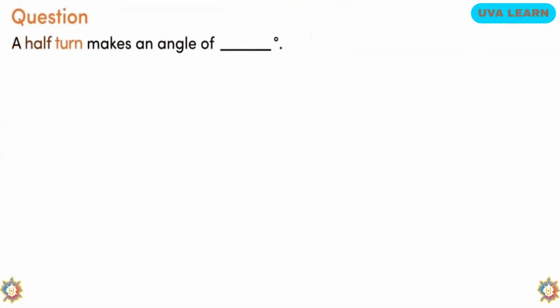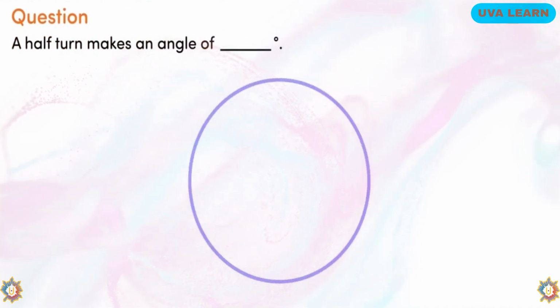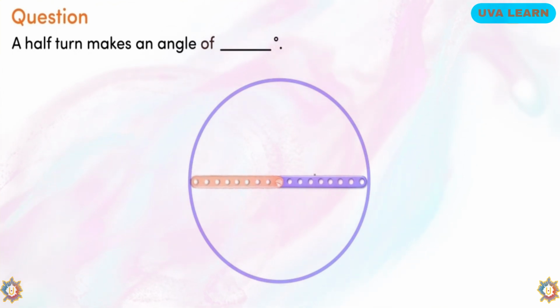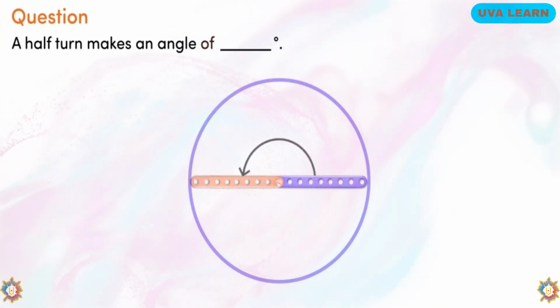A half turn makes an angle of blank degrees. Do you know what a half turn means? A half turn would mean start from here and rotate the line to here. That is called half a circle.